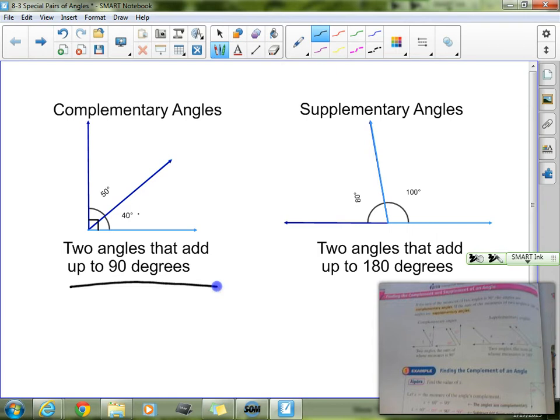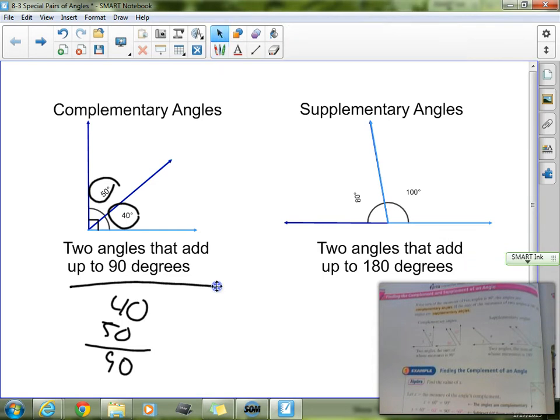Now, complementary simply has the idea, you can see right here, of two angles that add up to 90 degrees. So on this example, you see 40 plus 50 is going to equal 90 degrees. So those are complementary angles, two angles that add up to 90.